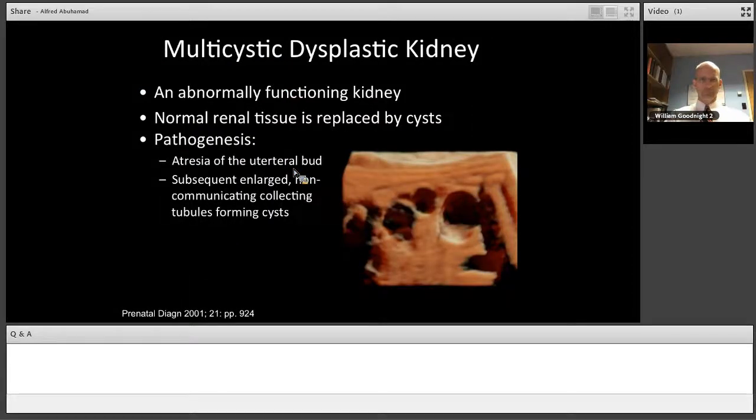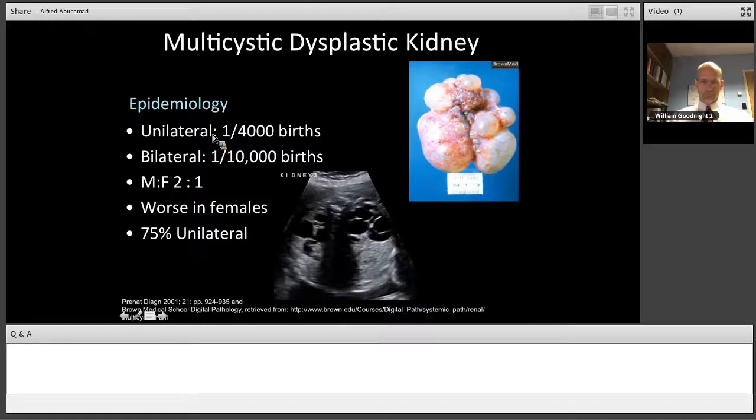Let me discuss briefly multicystic dysplastic kidney before I go into the adult and the autosomal recessive and dominant cystic kidney disease. Here you have abnormally functioning kidneys, so all the renal tissue is replaced by cysts. This could be caused by many reasons, primarily obstruction early on, hence the overlap between different categories as I showed you with the classification. Most of the time they're unilateral.